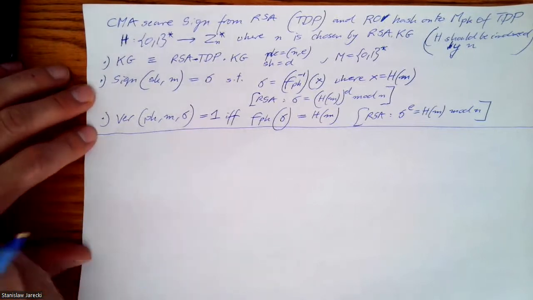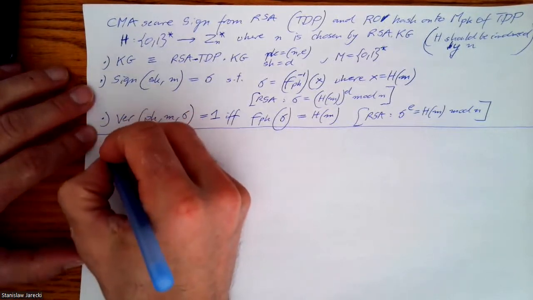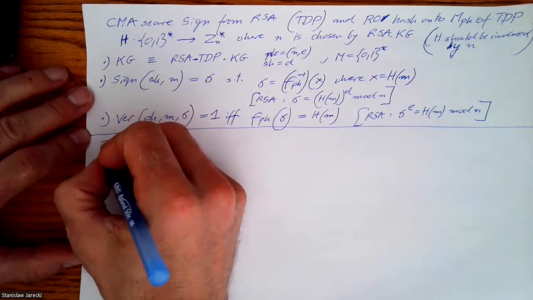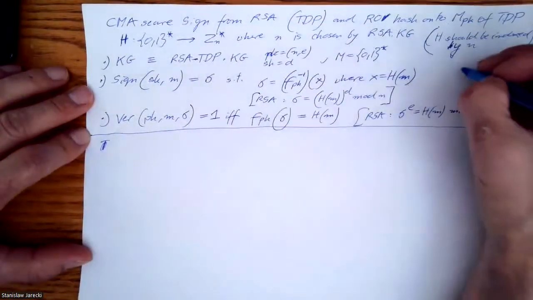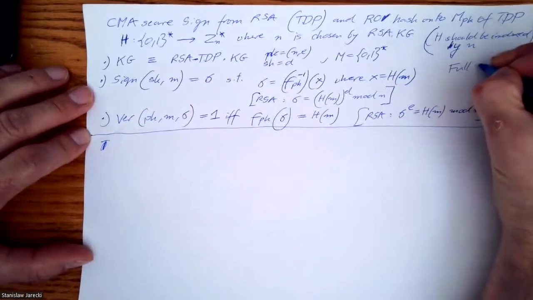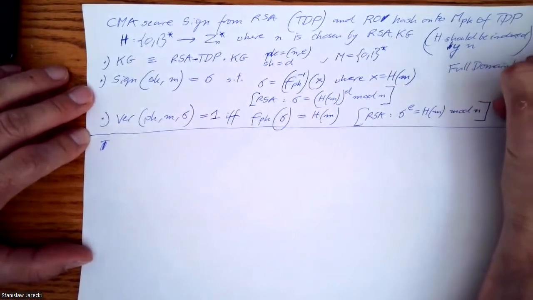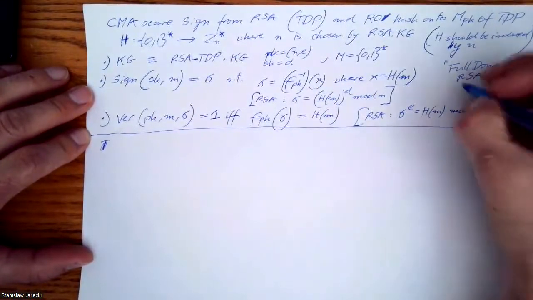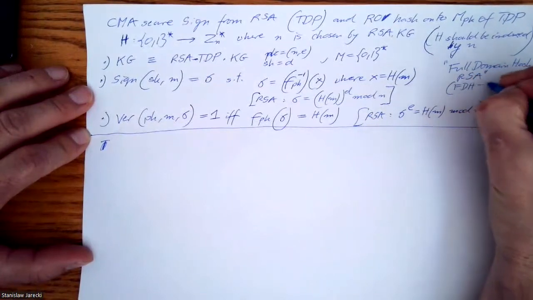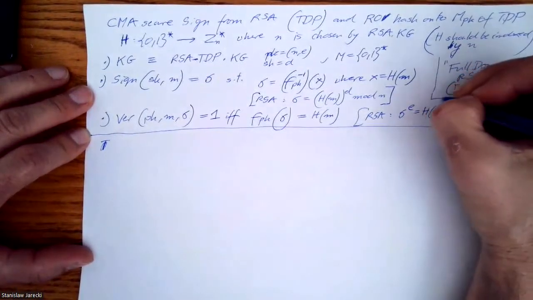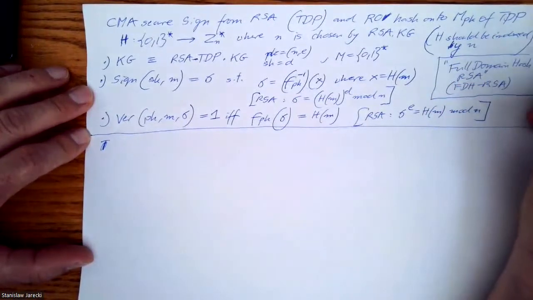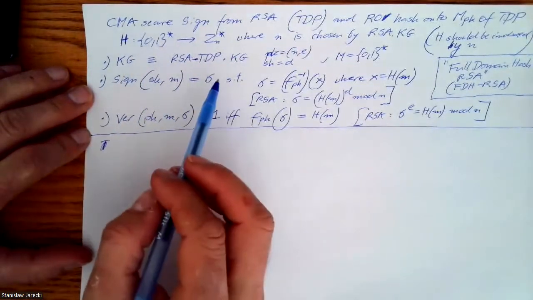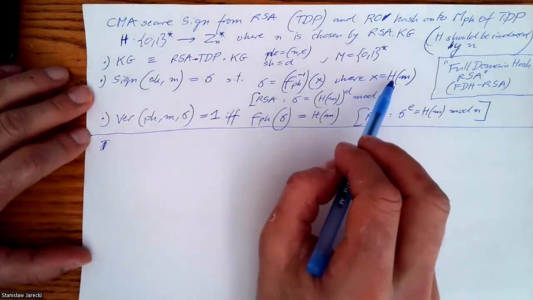Why is this unforgeable signature? This version of RSA is called full domain hash RSA, abbreviated FDH-RSA. That's the name of this construction. Okay, and you can see why it's called full domain hash, because that's how we're using the hash function.